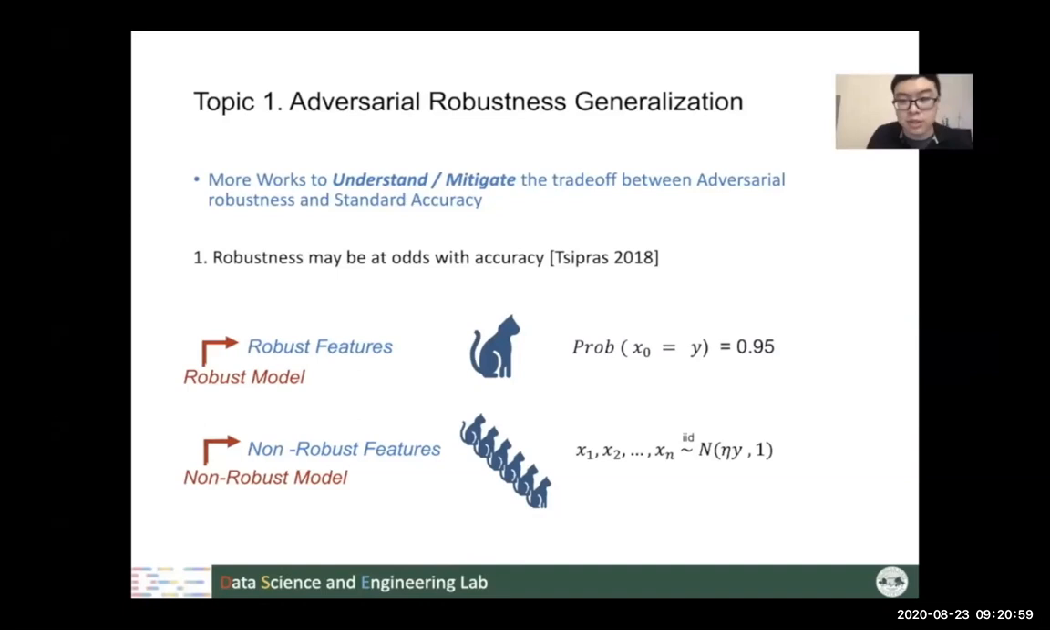So the main idea is that the robust models use robust features for prediction. So it can only have a relatively good robustness, but cannot guarantee a good clean accuracy. And the non-robust model will only use the non-robust features. So even though it can have good clean accuracy, it cannot guarantee good robustness. So that can also somehow explain why there exists a trade-off relationship. Until now, there are also many other works trying to explain or mitigate this trade-off relationship.